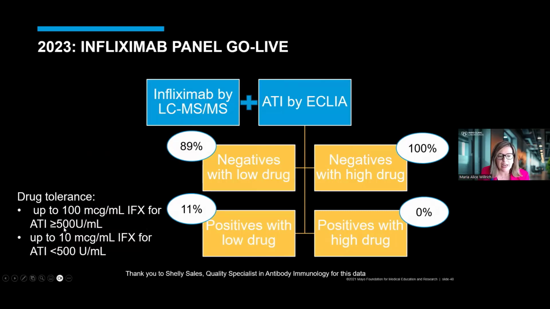what we are calling high titer anti-drug antibodies when they are greater than 500, and low titer anti-drug antibodies when they're less than 500 by our assay. And in the comments that go out with the test, we are helping the provider interpret the test by telling them, hey, we found a drug tolerance of up to 10 micrograms per ml of infliximab when the anti-drug antibody titer is low to start with. So we have that commentary information.